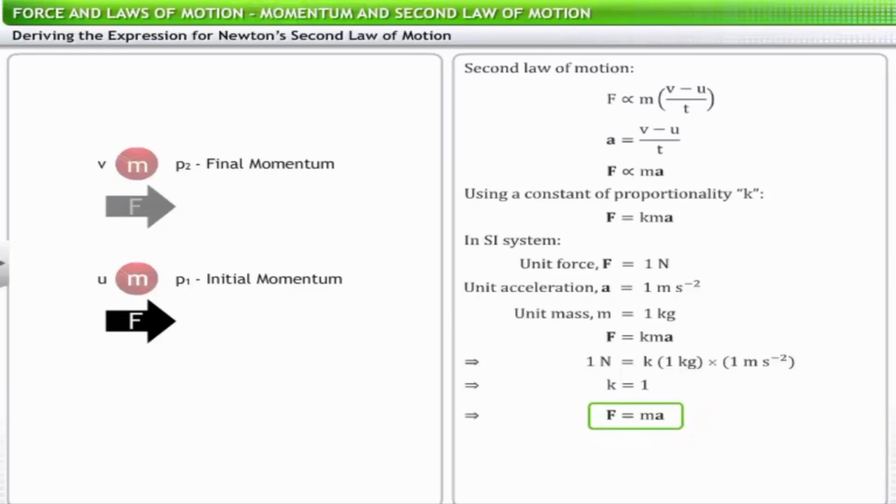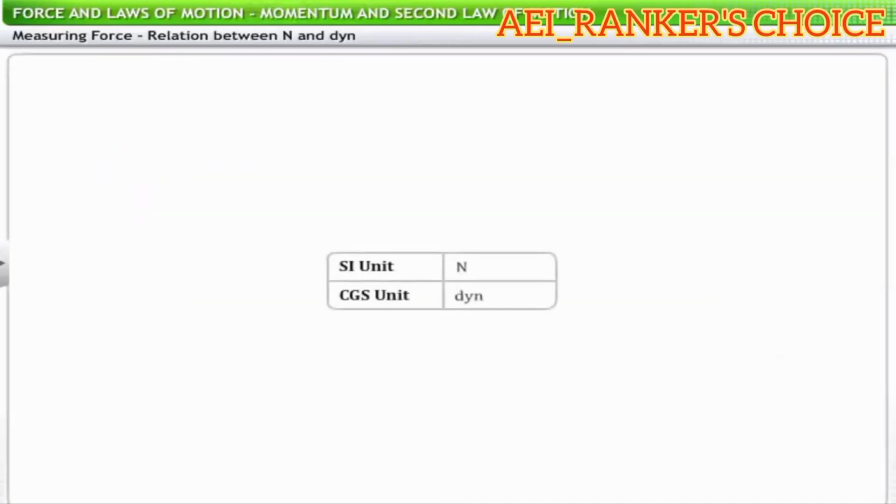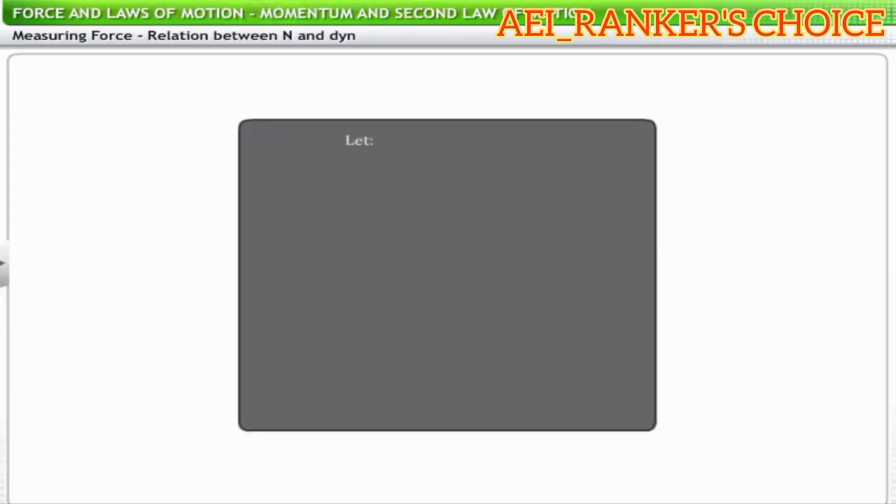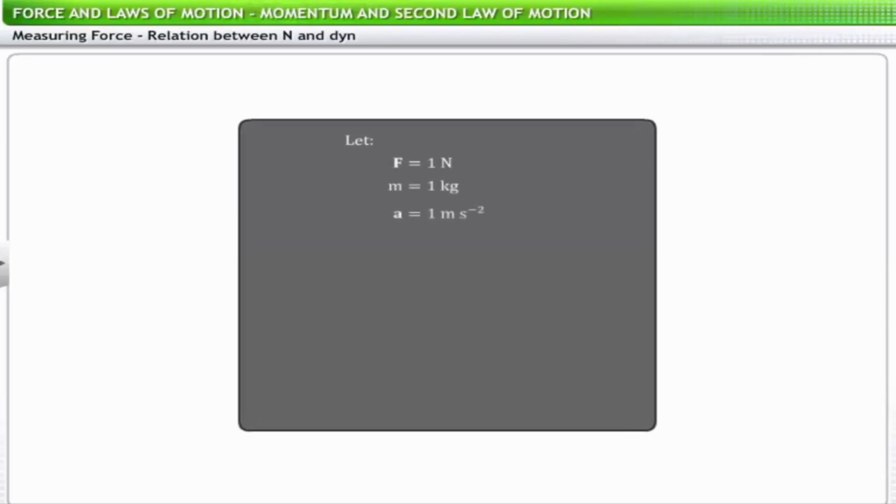Therefore, according to the second law of motion, you can express the force applied as the product of mass and acceleration of the body. Using the expression for the second law of motion, we can define the relationship between the SI unit of force, Newton, and the CGS unit, dyne. Consider unit values for force, mass, and acceleration of an object, and substitute these values in the expression F is equal to ma.